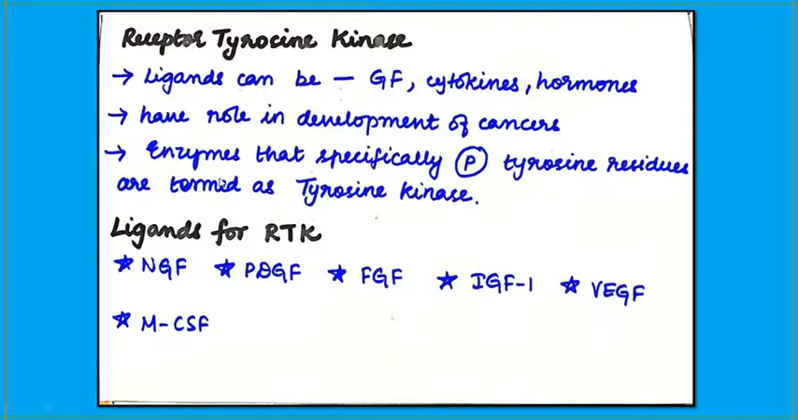Enzymes that specifically phosphorylate the tyrosine residue are termed tyrosine kinases. The function of tyrosine kinase is to phosphorylate at the tyrosine residue. From the name itself, its job has been explained.